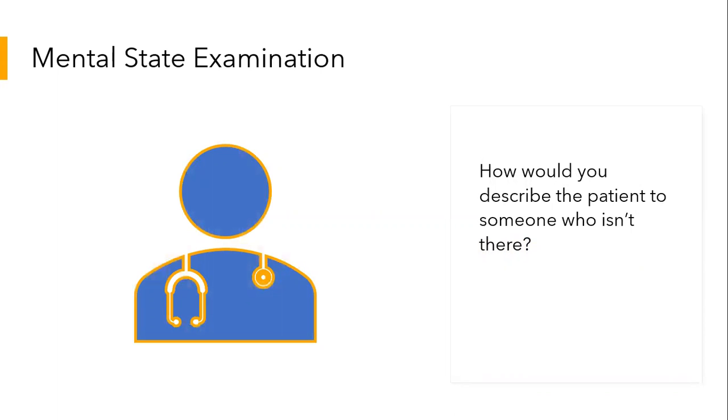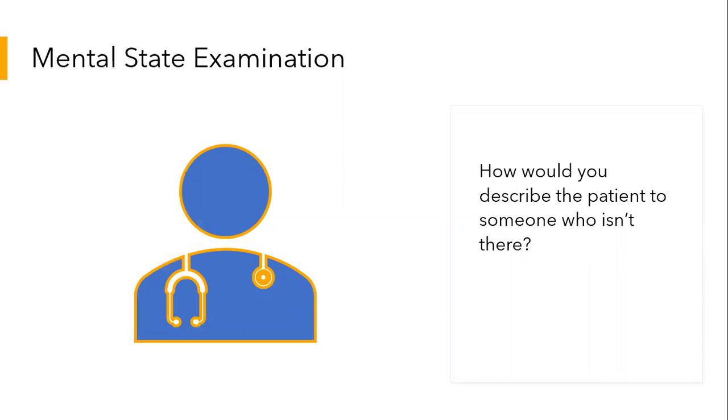How would you describe the patient to someone who isn't there? When we're doing a mental state examination, we're essentially describing the patient to someone who isn't there and describing what they are like at that time. The mental state examination is a snapshot of what they are like at that time, and it's akin to the physical examination that you would do for someone who has a physical health problem or physical symptom.